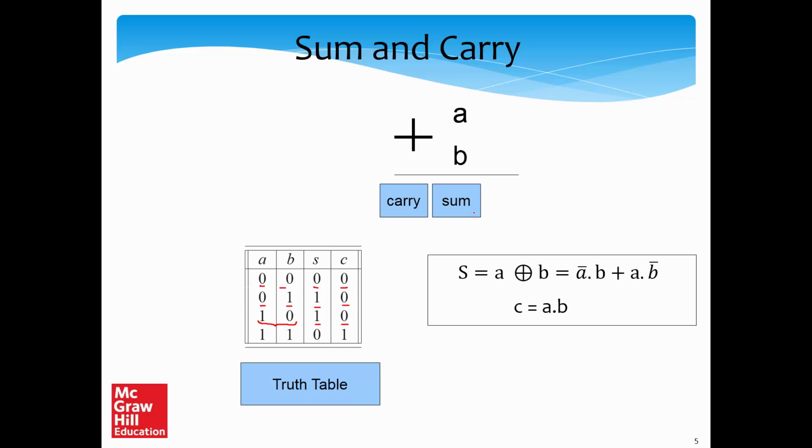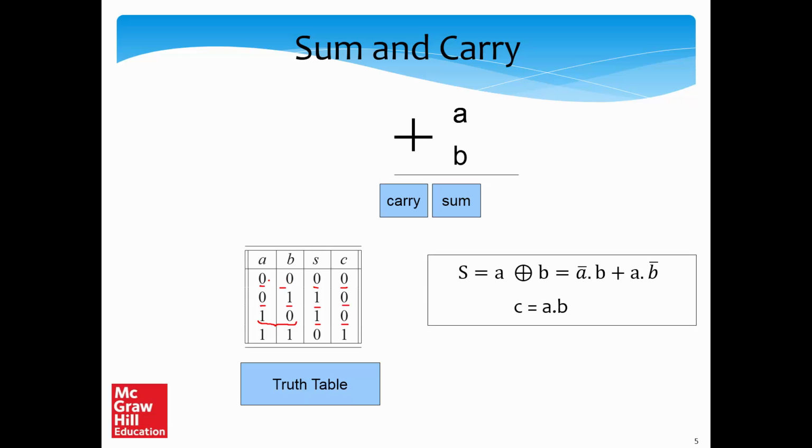So the sum is the LSB, mind you, and the carry is the MSB. So what we can see, if we want to implement this in a Boolean system, is that the sum bit over here is actually A XOR B. So why is this the case?